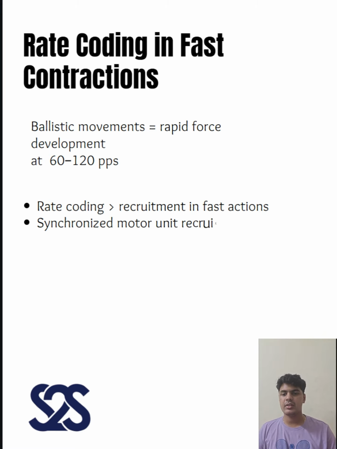So here, rate coding increases more than the recruitment. Rate coding is more than the recruitment in fast actions. So in such cases, there are studies which have said that only 40 percent of the motor units are recruited at a high force level activity where the rate coding is very high. So that's one thing that you have to understand. The rate coding dominates the recruitment in faster actions.